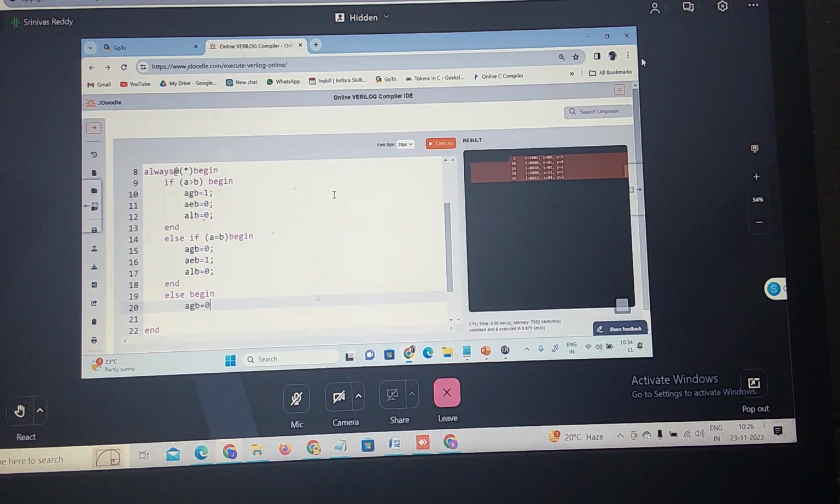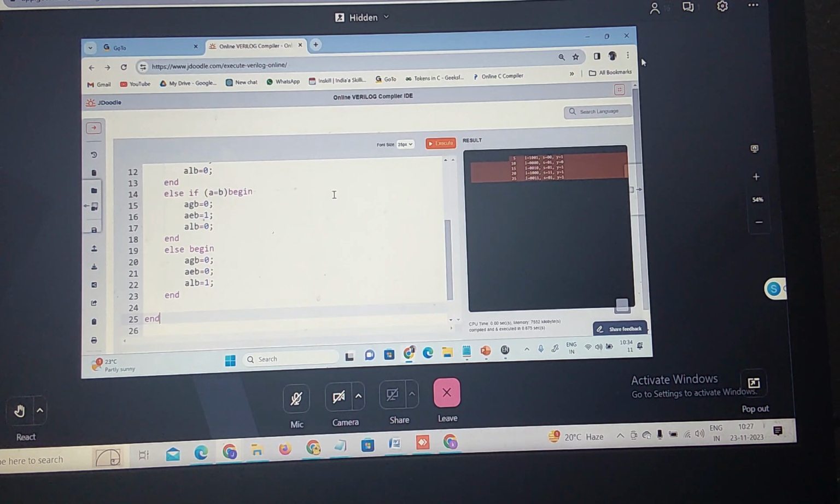What do I need to write here? A greater than B is equal to what? 0. A equal to B is nothing but what? Is 0. Then A less than B is equal to what? 1. Then I need to end this. Correct? Now what I need to do? End the initial begin. Then end the module.